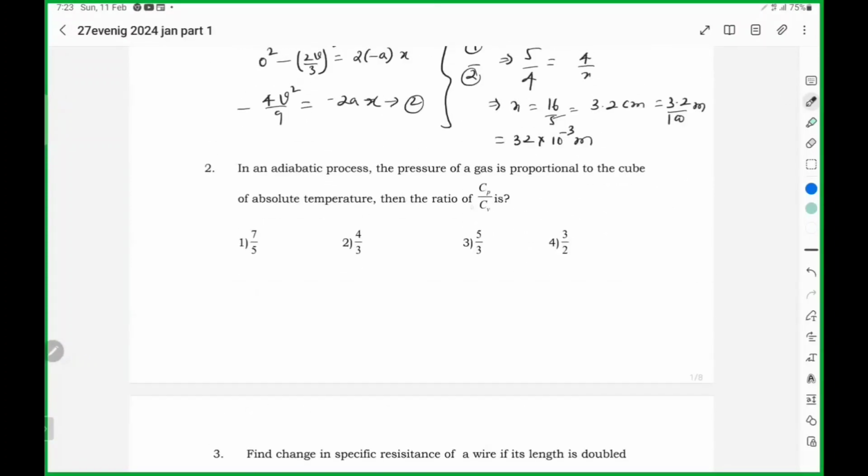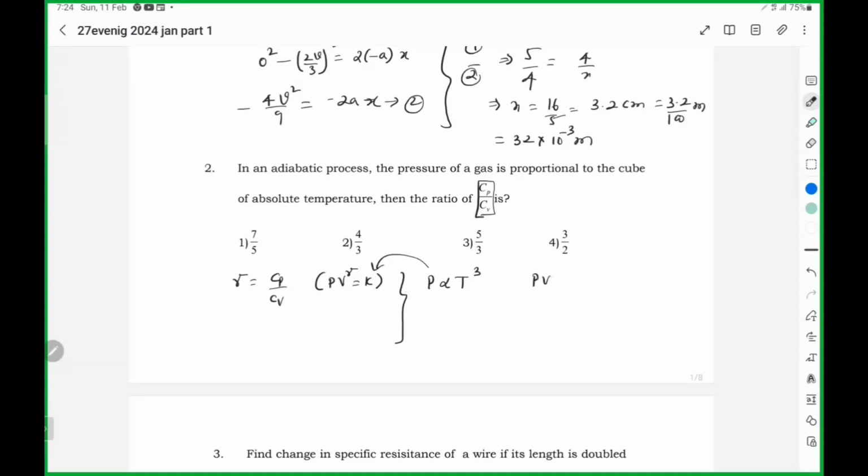So here what we have to find out in this problem is Cp by Cv. All of you know that the ratio of Cp and Cv is gamma, the adiabatic exponent. For an adiabatic process, this must be constant. But what is given to us is that pressure is directly proportional to the cube of the temperature. That means temperature has to be eliminated. Finally, I should put it in this format.